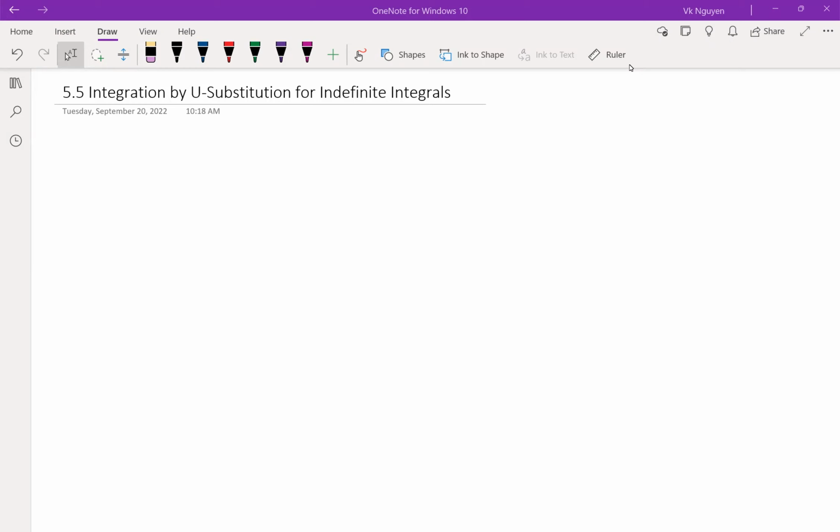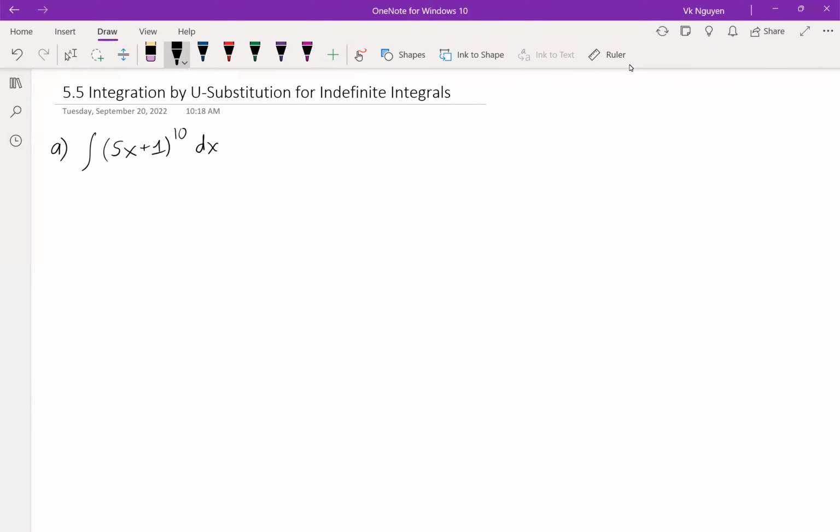Today we explore lesson 5.5, integration by u-substitution for indefinite integrals. Let's take a look at a few examples. A. Integral of (5x plus 1) to the power 10 dx.